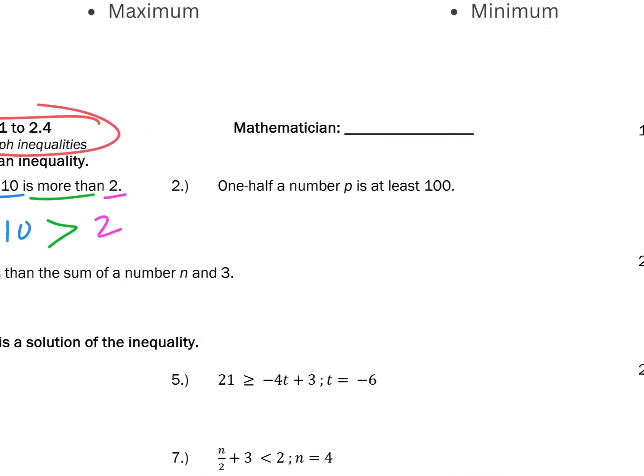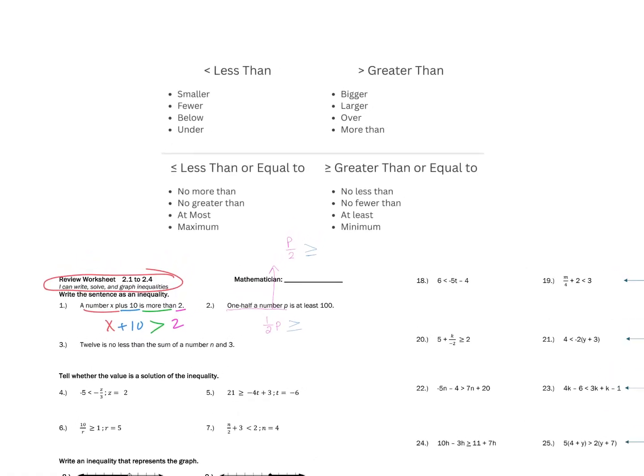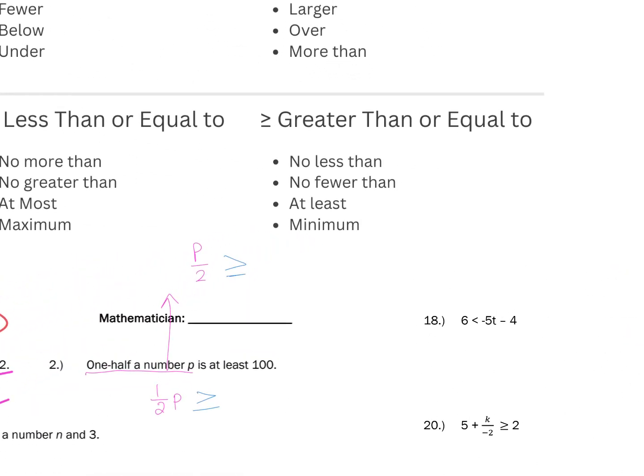Number 2, 1/2 of a number p. You could also write it like this. You could write it as p over 2. Half of a number p is at least. Okay, so this has got to be at least. It is greater than or equal to, and let's just double check. Is at least, there it is, at least, greater than or equal to.